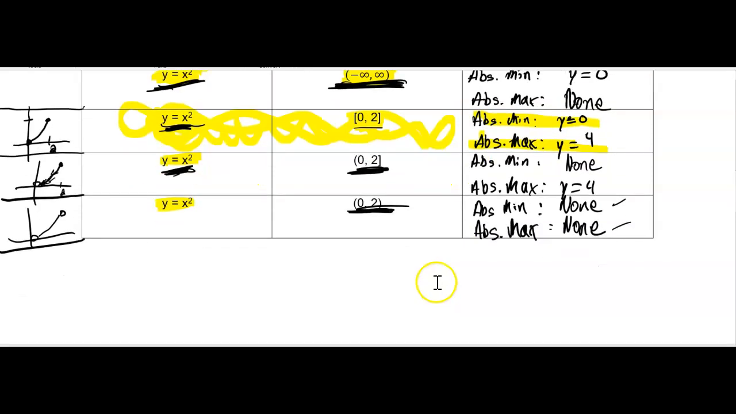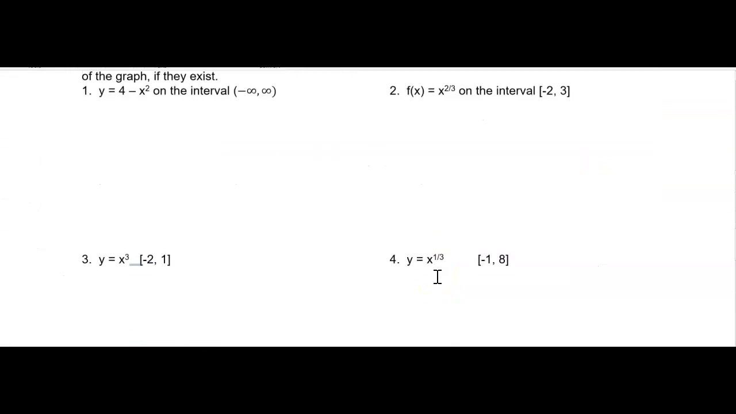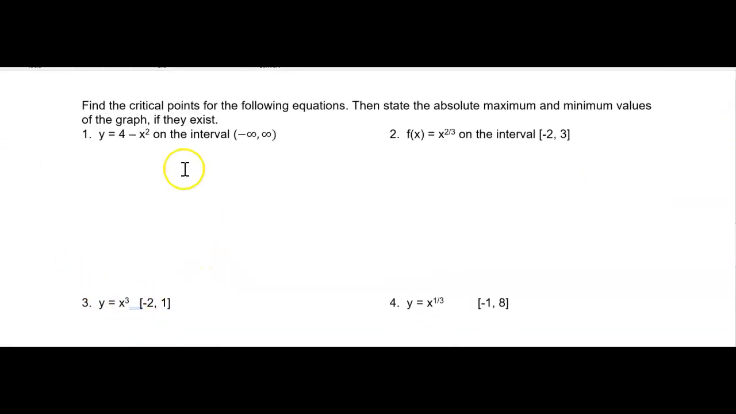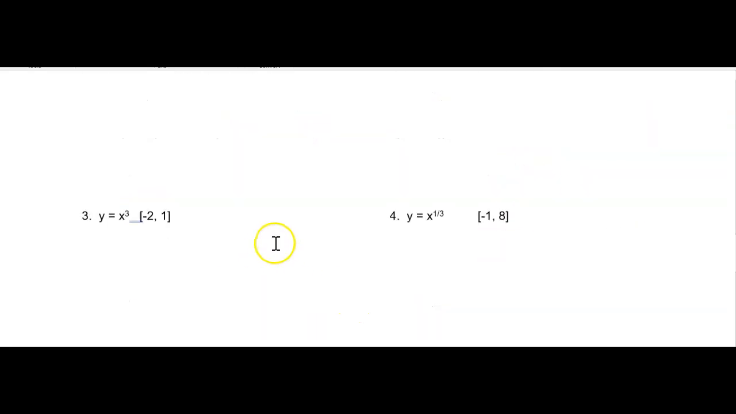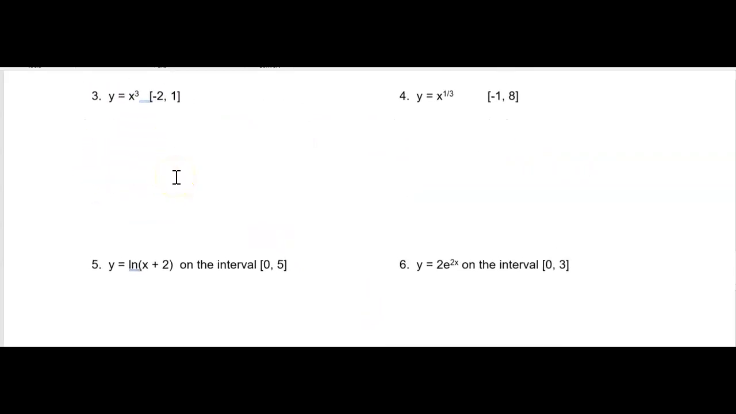All right, now on the next page, I'm going to skip one. Actually, I'm going to start with 3 because I think it's the easiest to understand. What I want you to do is find the critical points. So if you remember, the critical points are when your derivative is either 0 or undefined. And then you're going to state the absolute maximum and minimum values of the graph, just like we did on the front page. Except we won't necessarily know what all these look like. The reason I like starting with 3 is because we know what this looks like. And then we can do the work and then compare it to our graph.